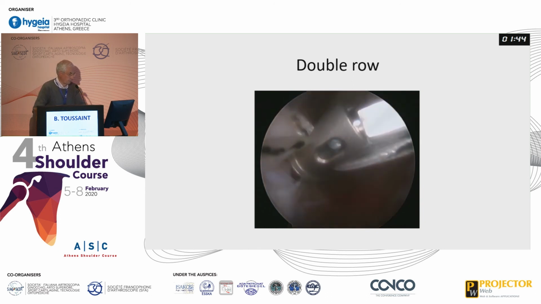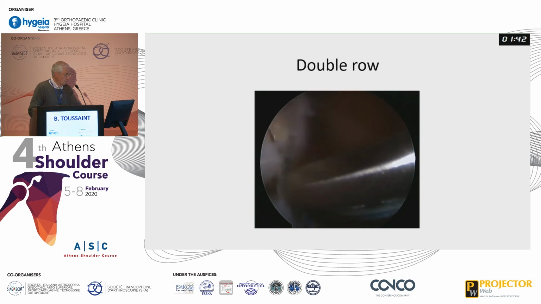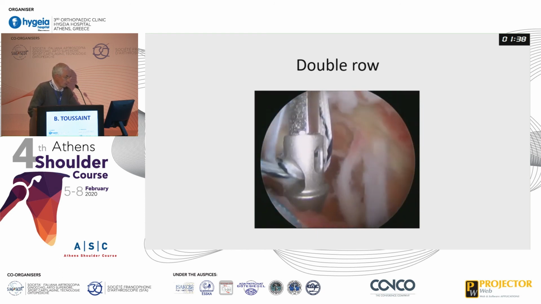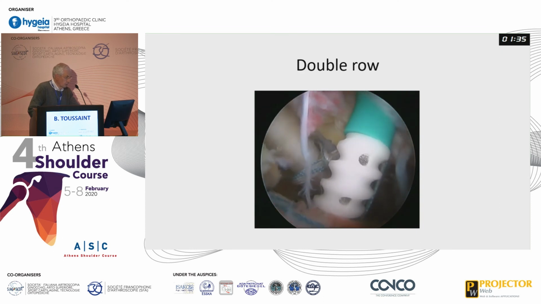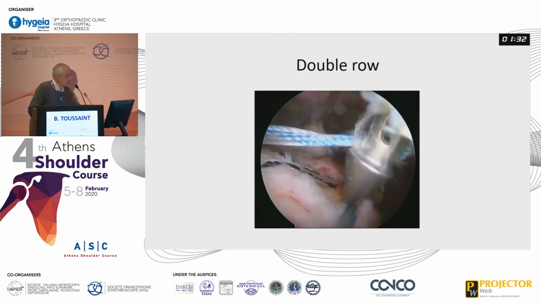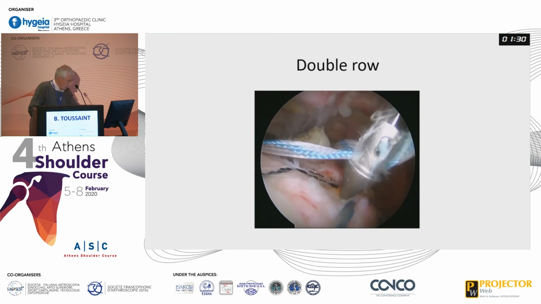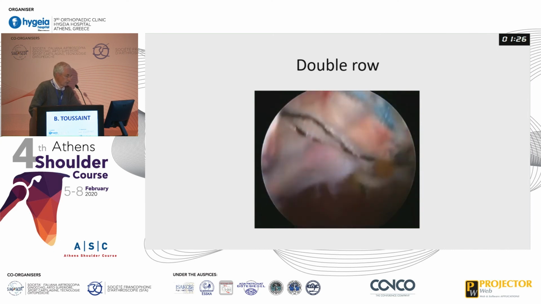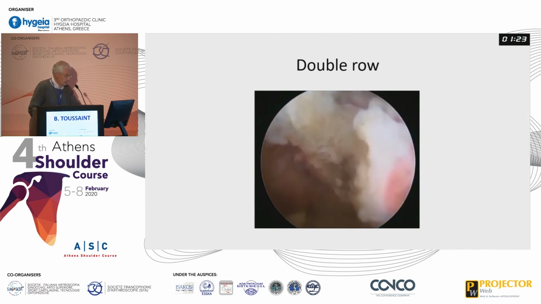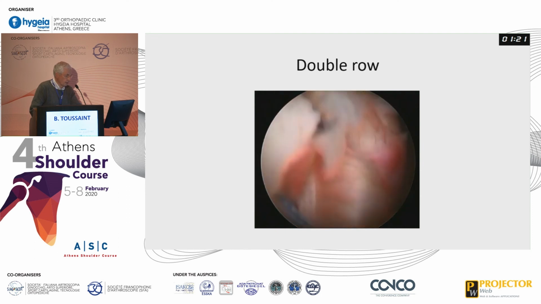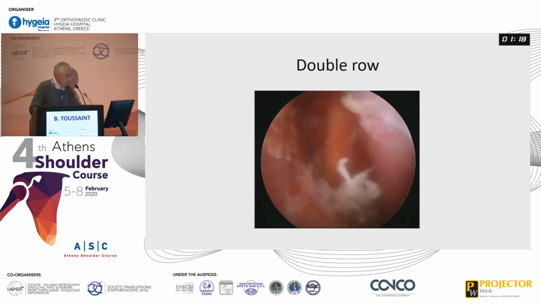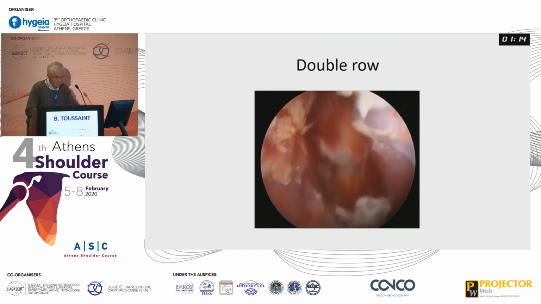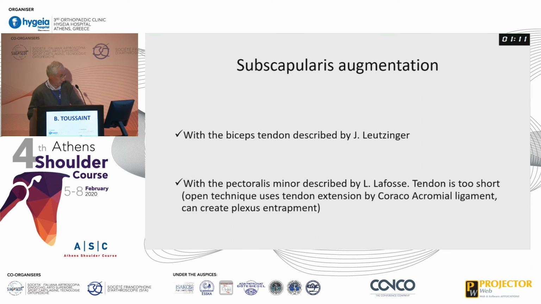And after, you can prepare the lateral row with a different anchor, but you compress the tendon onto the bone, and you can finish with the fixation of the biceps tendon like this. And after, you can check the repair, the compression, and you can check at the end the good mobility of the muscle without adhesion with the nerve.